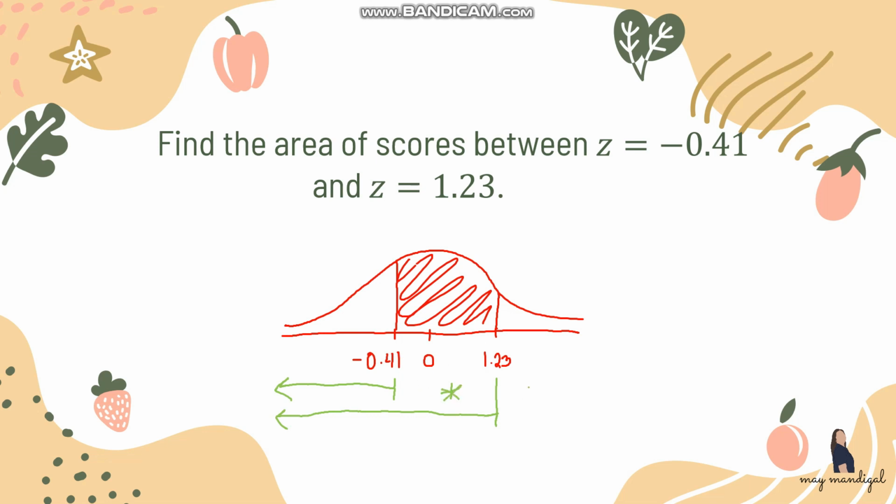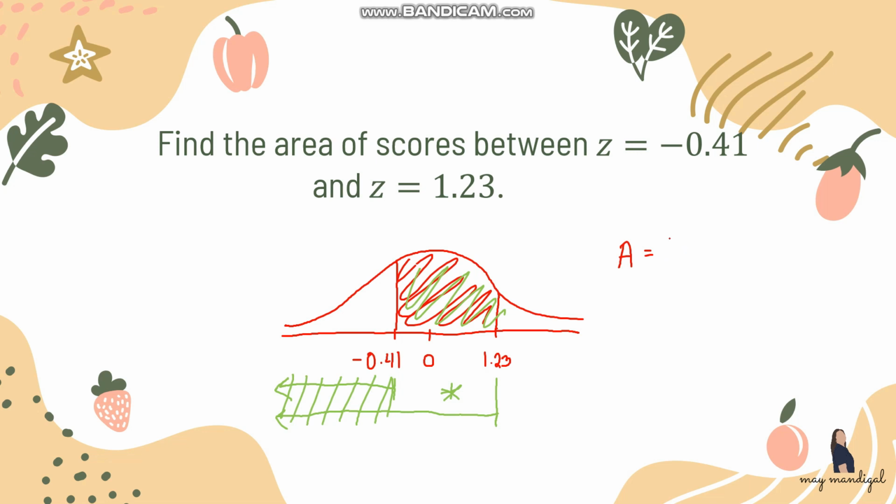So what we can do is, you can get the area of the two z-scores and then subtract. So if we subtract the area of negative 0.41 from the area of 1.23, we will get the remaining, which is this one right here. Okay, so what we will do is, we will subtract. So let's now get the values for the z-scores to the left of the given values here.